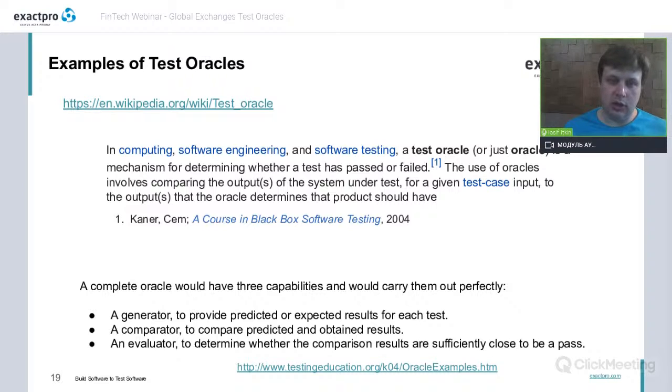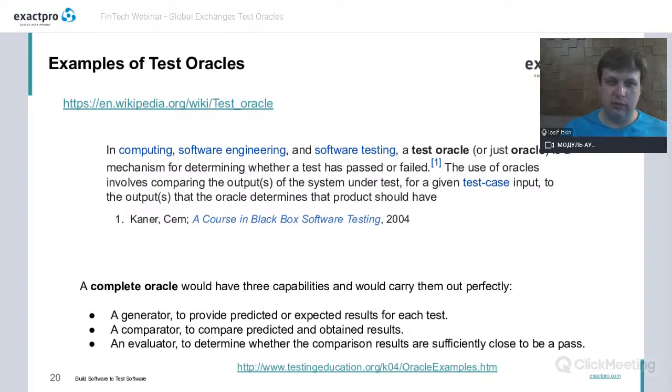A complete test oracle would have pre-capabilities and would carry them out perfectly. A generator to provide predicted or expected results for each test, a comparator to compare predicted and obtained results, and an evaluator to determine whether the comparison results are sufficiently close to be a pass. So this is the definition, and the one in bold is a complete oracle.